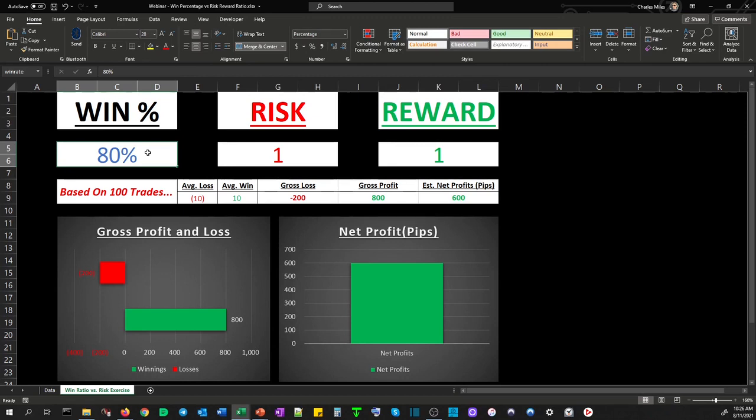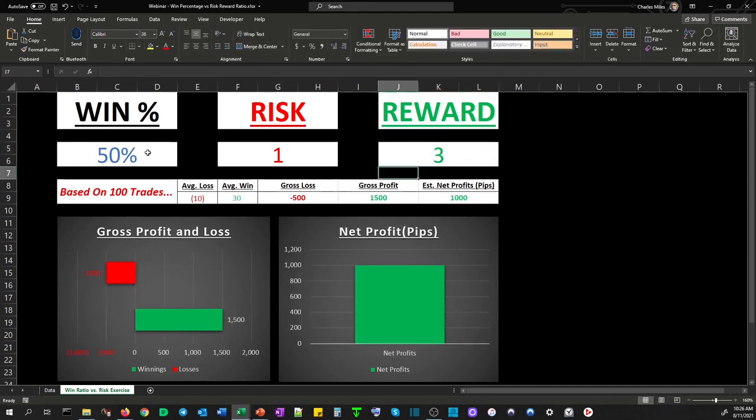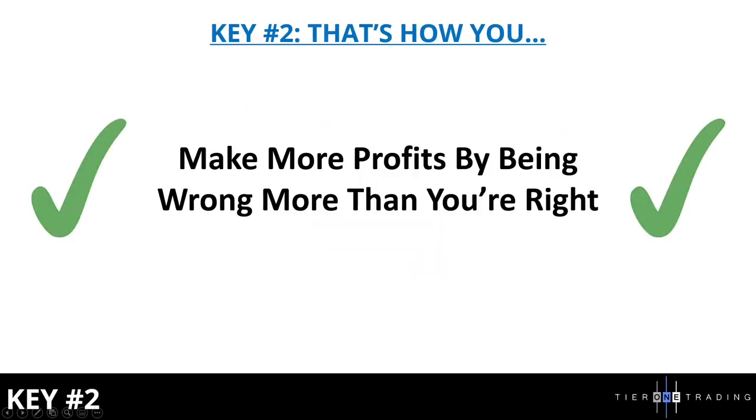You can be just kind of even 50%, right? Flip a coin toss. That's pretty good, 50%. 1-to-1, we don't make much. What about 1-to-2? Well, here we go, 500 net pips. 1-to-3, hey, that's pretty good. Net 1,000. Cool? All right, everybody, that is how you make more profits by being wrong more than you're right. Who loved that section? Give me a yes if you loved it. Hope you did. Hope it makes sense now.